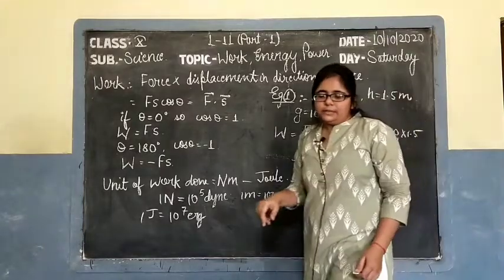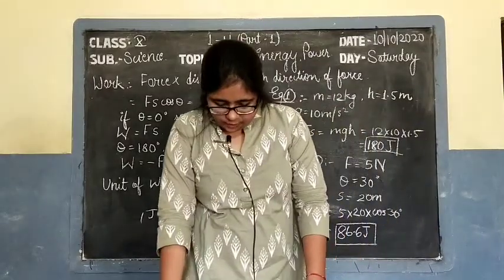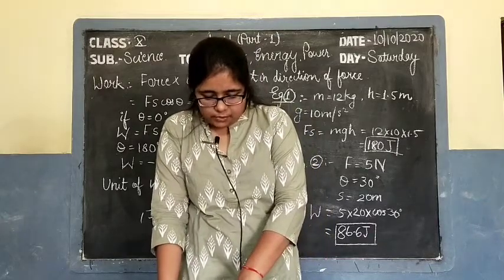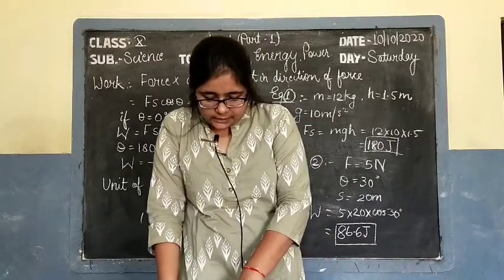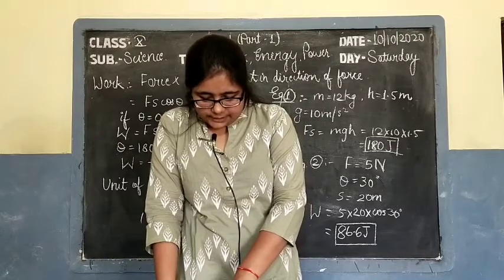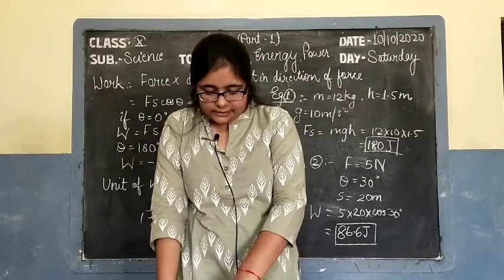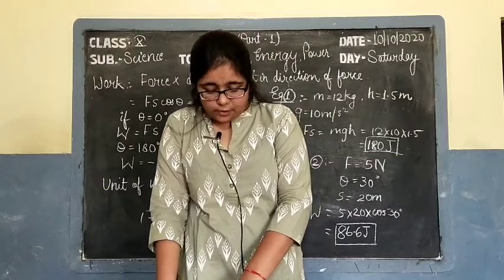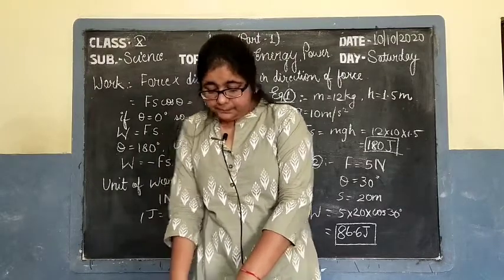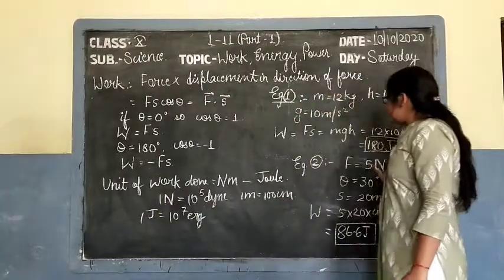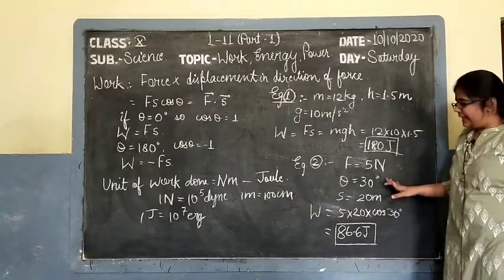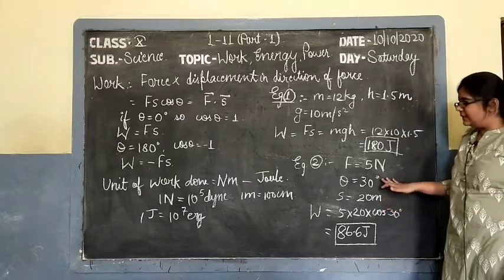The second example regarding work done is given on page number 149. A person is pulling an object with a rope and exerting 5 Newton force such that the rope is making an angle of 30 degrees from the horizontal. Calculate the work done in displacing this object by 20 meter. So in this case force is given, that is 5 Newton, and the angle between the force and displacement is given, that is 30 degrees.